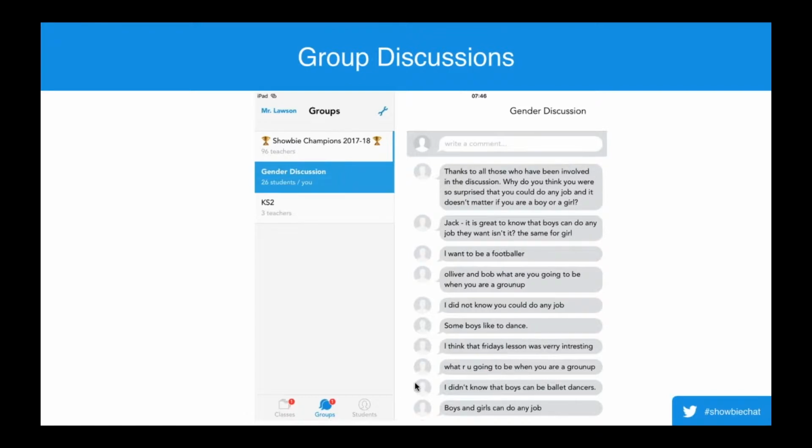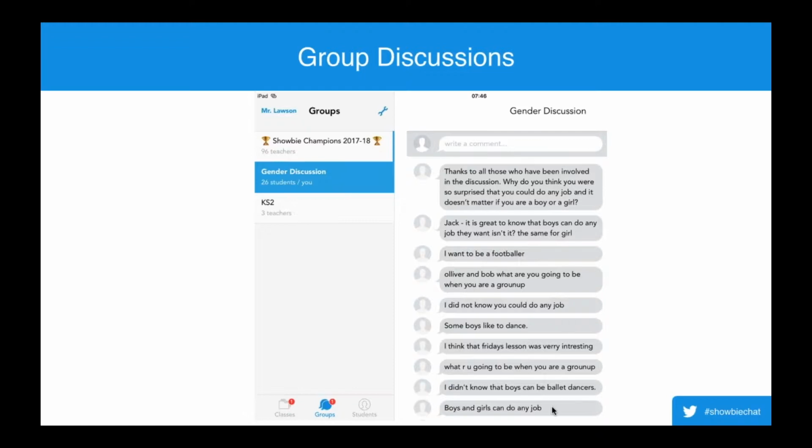Another feature which we use in our classroom is something called group discussions. This is a pro feature, and we've been doing some research on gender and the impact that that has. We've also been doing some discussions about what boys and girls stereotypically do as jobs, but also what boys and girls can do for jobs. And again, that's really important.